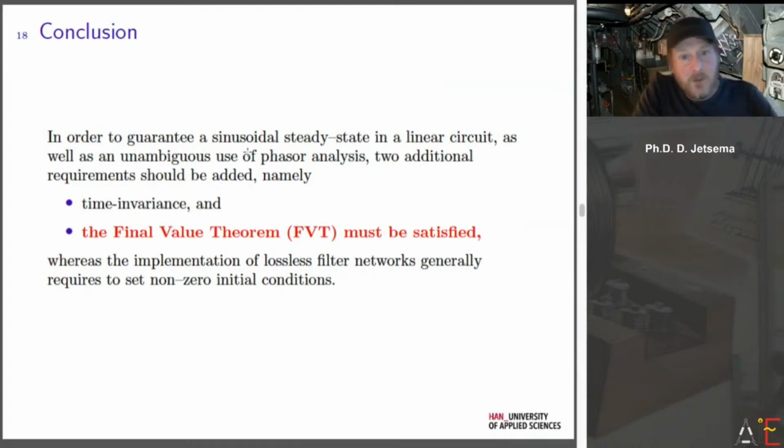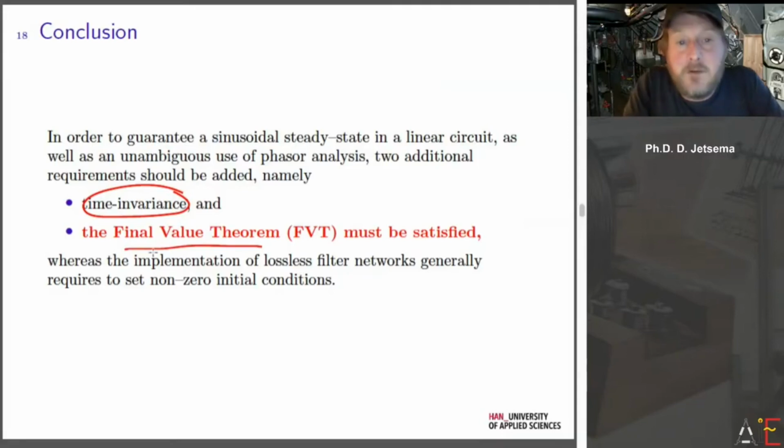So what you need in order to guarantee a sinusoidal steady state in a linear circuit, as well as an unambiguous use of phasor analysis, is time invariance, of course, but moreover, you need to satisfy the final value theorem. Okay? And when you implement lossless filters, you cannot avoid setting non-zero initial conditions in general.